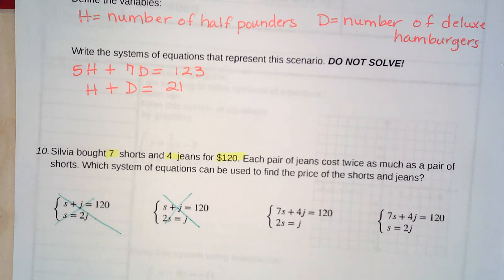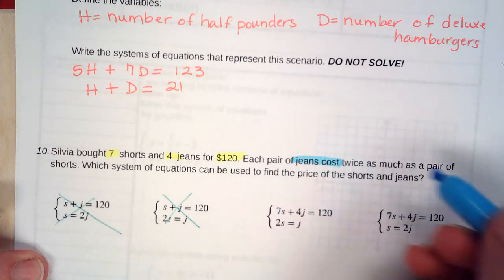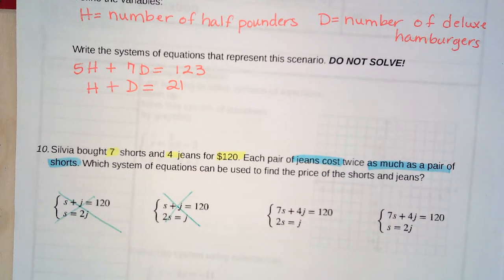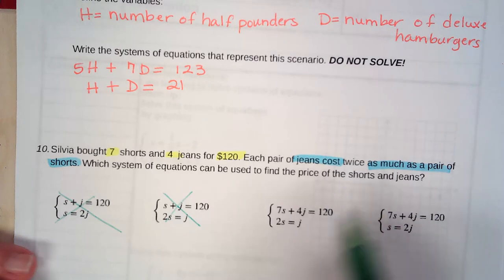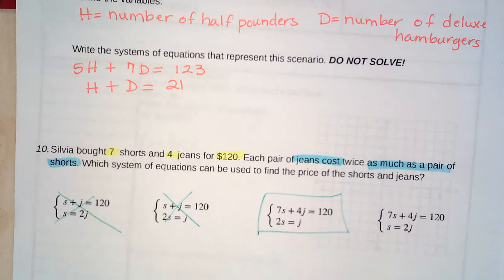Each pair of jeans cost twice as much as each pair of shorts. So is it 2 shorts equal 1 jean, or 1 short equals 2 jeans? Once again, we can eliminate this because the shorts are worth less than the jeans, and that is the correct answer. Make sure you study for your celebration of learning.